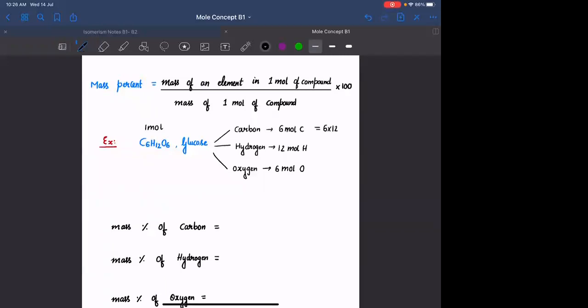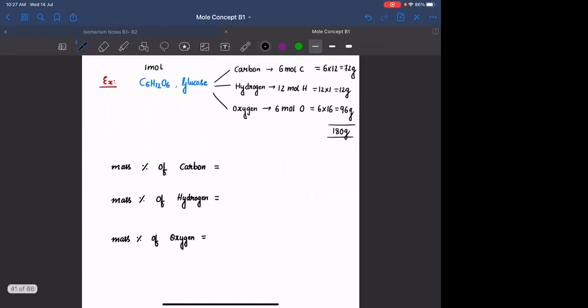6 into 12, which is equal to 72 grams. 12 into 1, 12 grams. 6 into 16, oxygen atom है ना वो? 6 into 16, how much is this? 96 grams. What is the total weight? ग्लूकोज का 1 मोल का weight कितना होता है? 180 grams. Calculation सही है ना? Okay, this is 180 grams.